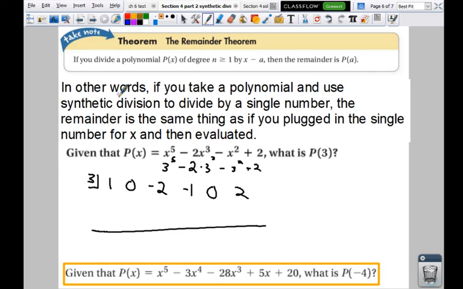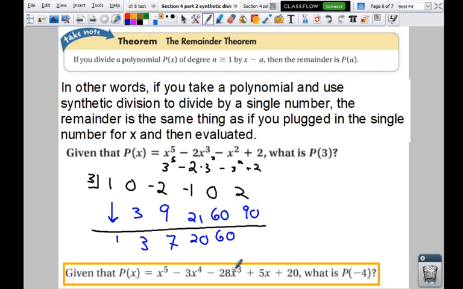So if I was going to do this, I drop down my 1. 3 times 1 is 3, put it right here. 3 times 3 is 9. 9. Keep going. 3 times 7 is 21. Keep going. Let's see, 20. 3 times 20 is 60. And keep going. 60 here. 3 times 60 is 90.